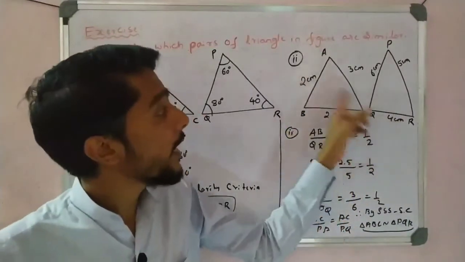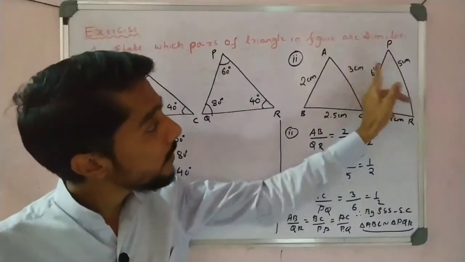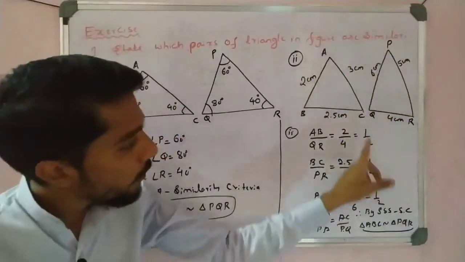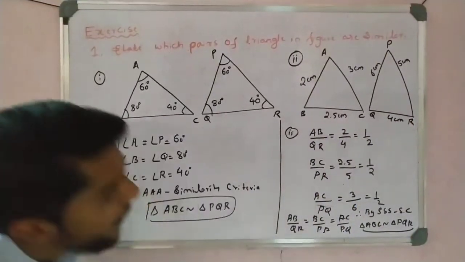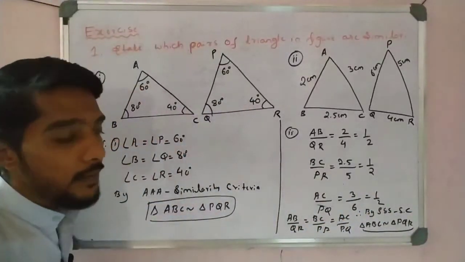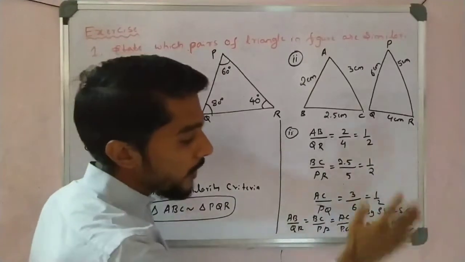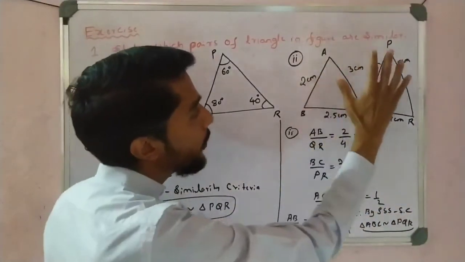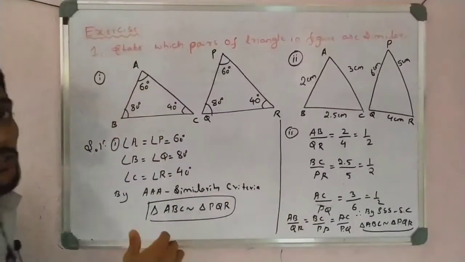So in this case I can take 2 by 4, 2.5 by 5, I get 1 by 2, and 3 by 6, 1 by 2. So like that, 1 by 2, 1 by 2, 1 by 2, I get all sides in the same proportion. So it follows the SSS rule, the side rule. So triangle ABC is similar to triangle PQR, right? So please write down this one and come to some more figures, right?